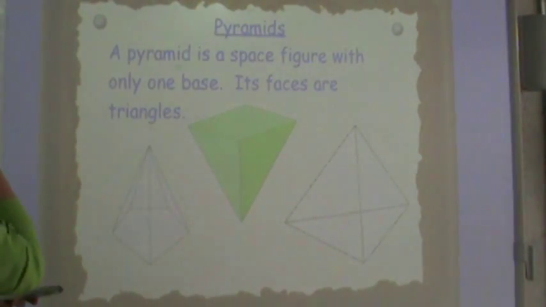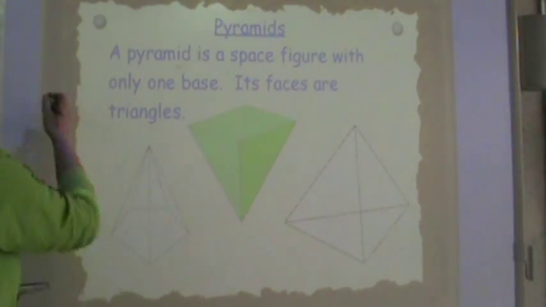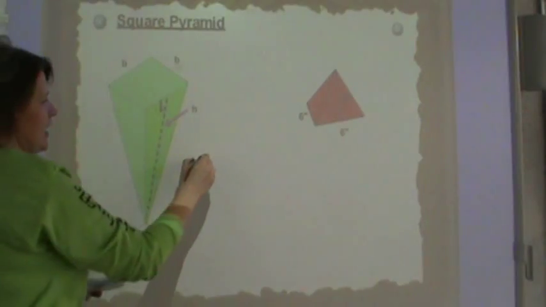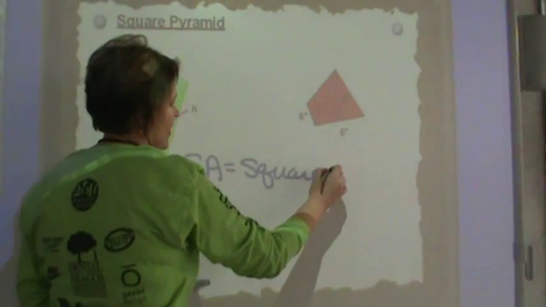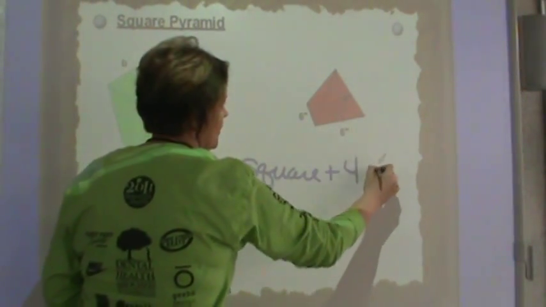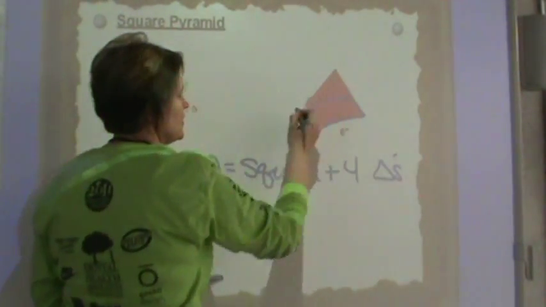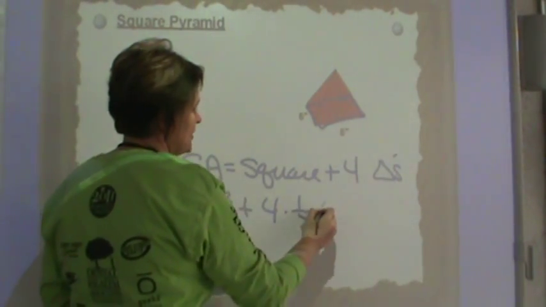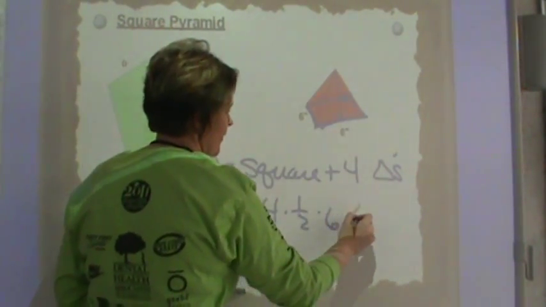And then we have the pyramid, which basically is the same as a prism, except instead of rectangles going around the outside, this is coming to a point. So we're going to have triangles, okay? So the base is a regular polygon. All faces are congruent isosceles triangles. So in this case, I would take the square plus the 4 triangles. So my square is 6 by 6 plus my 4 triangles. 4 times a half times base is 6, and height, I know you can't see it very well, but it's 5.